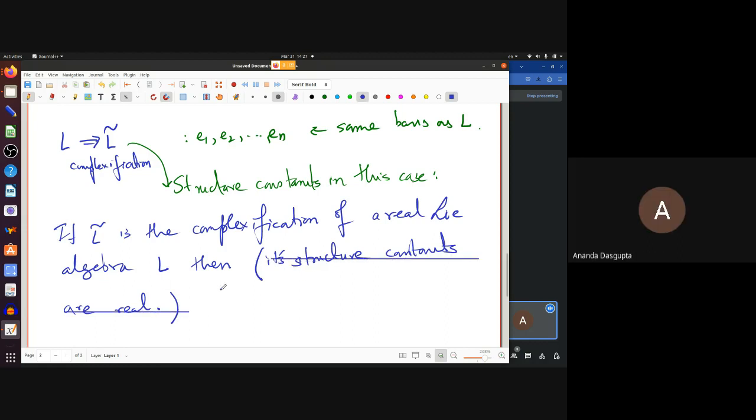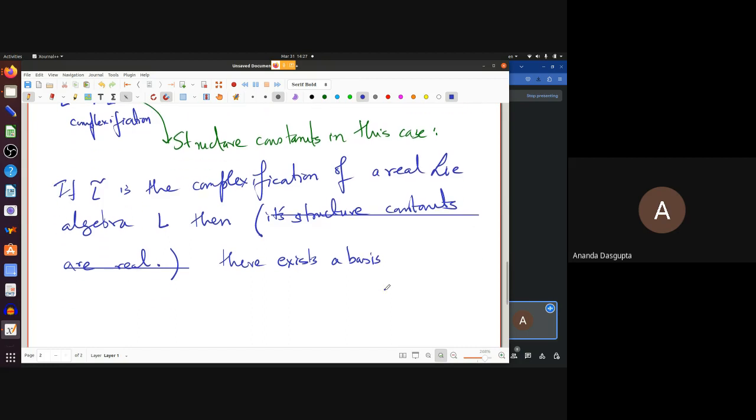What is right is there exists a basis. Of course, when you say there exists a basis, you don't mean that that is the only basis, but at least a basis of L tilde exists. This is the correct statement to make.